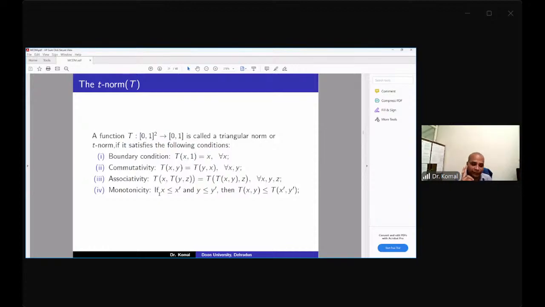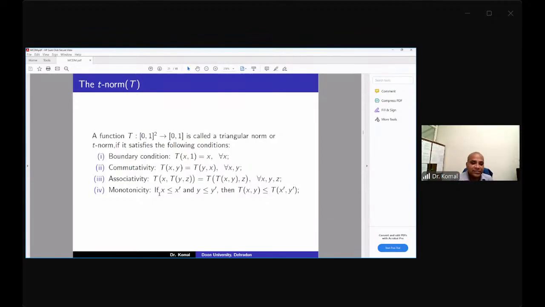We need two definitions. One is T-norm, which is nothing but the intersection. Similarly, we need another definition, which is T-conorm, which is nothing but the union. So a function T from [0, 1] squared to [0, 1] is called a triangular norm or T-norm if it satisfies the following conditions. First is the boundary condition, which is nothing but T(x, 1) is equal to x.